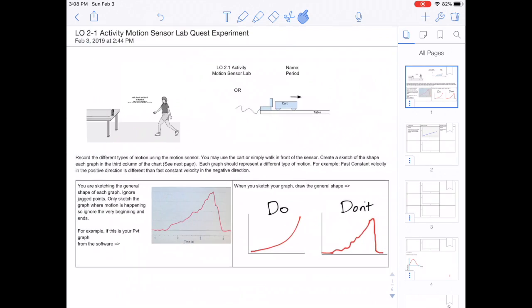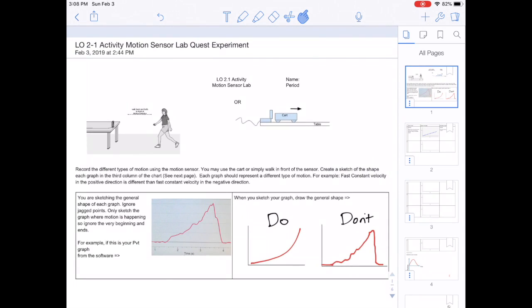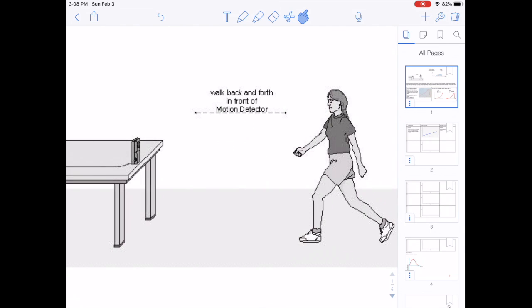Alright, let's talk about the motion sensor lab activity. This was the setup. You had a person walk either towards or away from the motion sensor, and they were going to be speeding up, slowing down, or moving at a constant velocity, because we want to graph the different types of motion. We want to see what motion looks like on a graph.